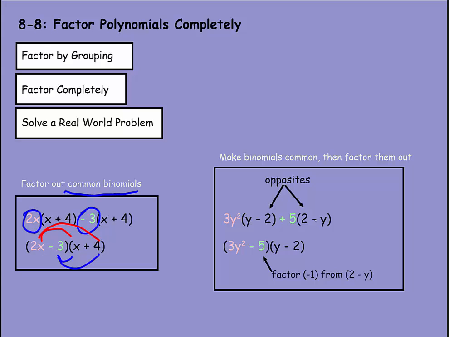Sometimes the binomials are not common, but they could be. So here I have y minus 2 and I have 2 minus y. They're not the same, in fact they're opposites. Well, I know that 1 is the opposite of negative 1. So what I can do is multiply this whole section times negative 1, and then this would turn into y minus 2. Since I multiply this times negative 1, this becomes minus 5. So I'd be left with 3y squared minus 5 times y minus 2, which is now this 2. And this would give me the same answer as this.